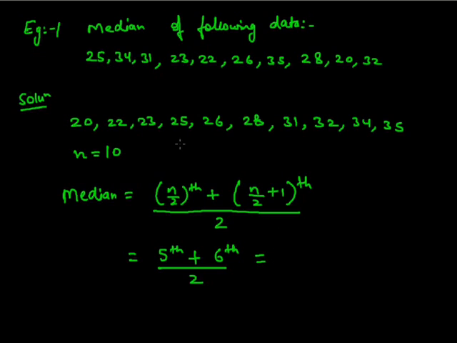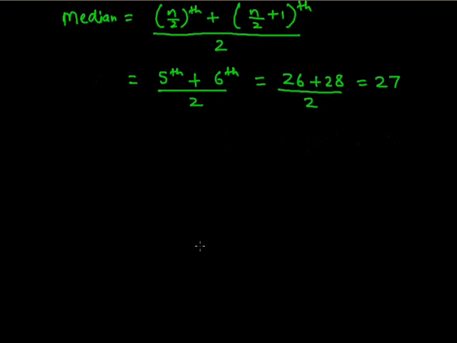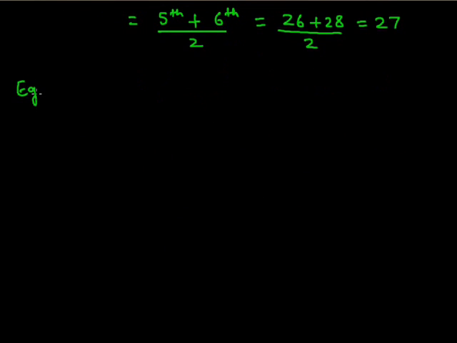As you can see here, the 5th observation is 26 and the 6th observation is 28. So we need to find the mean of the 5th and 6th observation, that is 26 plus 28 divided by 2. When we solve it, we get the answer 27. So the median in this case is equal to 27. This is the way to find out the median. Now we will see one more example based on this median.